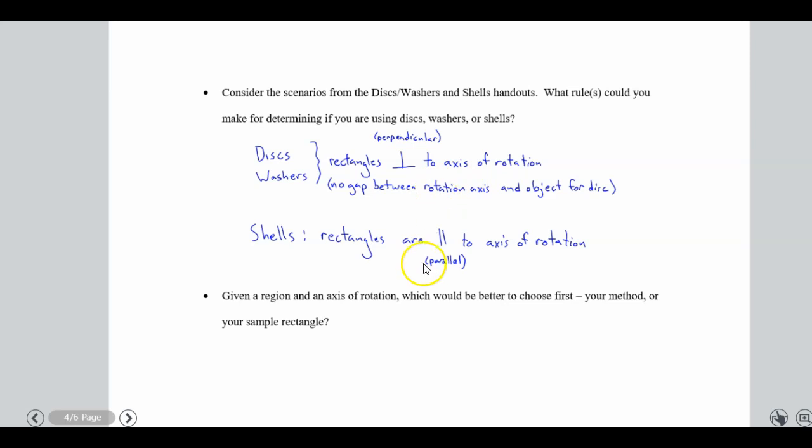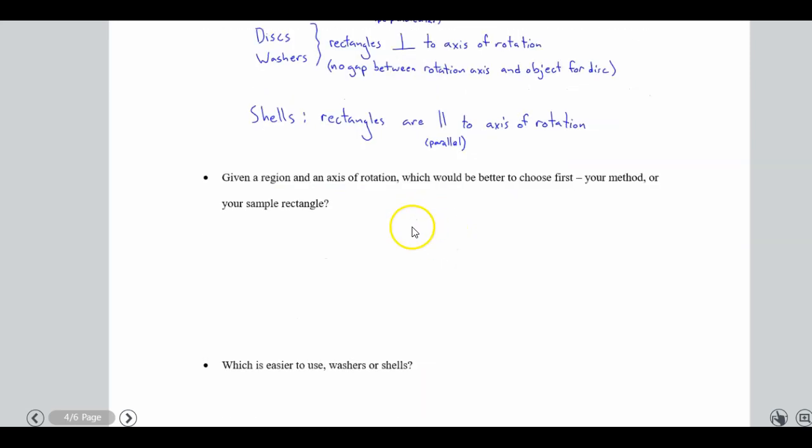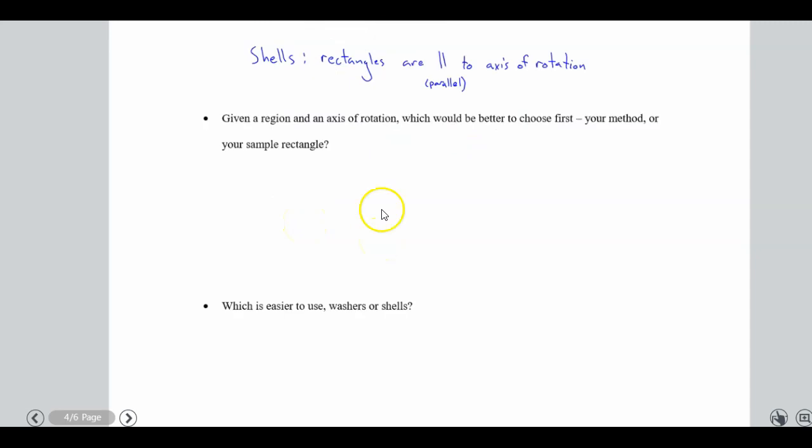Alright, if we take a look at the next one: given a region and an axis of rotation, which would be better to choose first, your method or your sample rectangle? And I'll go ahead and let you think about that one. Again, pause the video, think about it, maybe write something down, and then see if what you get compares to mine. Alright, so hopefully you answered rectangle, right?